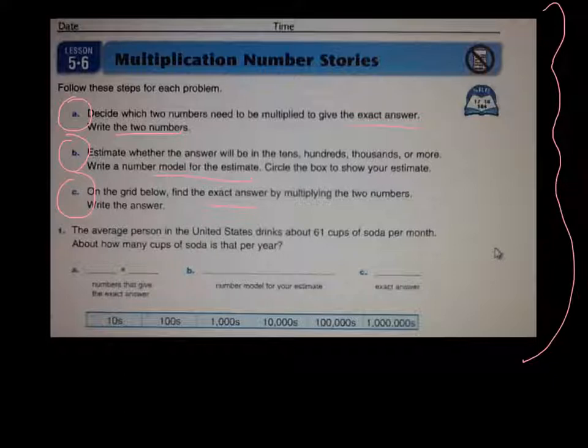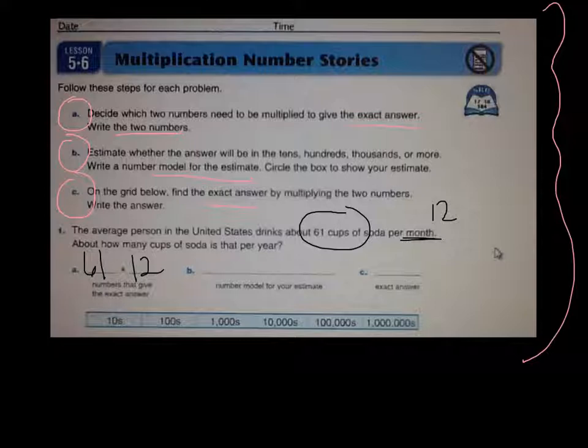Write the answer. So for example, number 1 says the average person in the United States drinks about 61 cups of soda per month. About how much is that per year? So we have 61 cups, so we're doing 61 times, well, we know that's in 1 month, and we want to know in 12 months or 1 year. So you're doing 61 times 12.